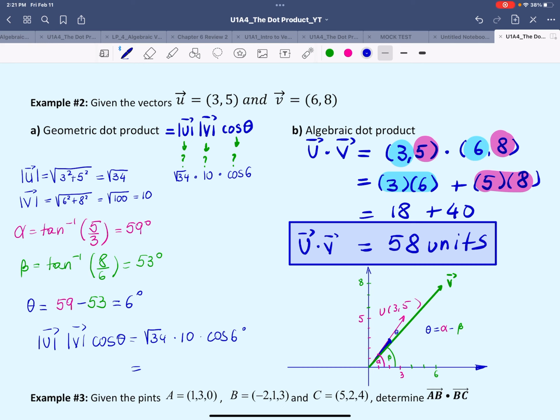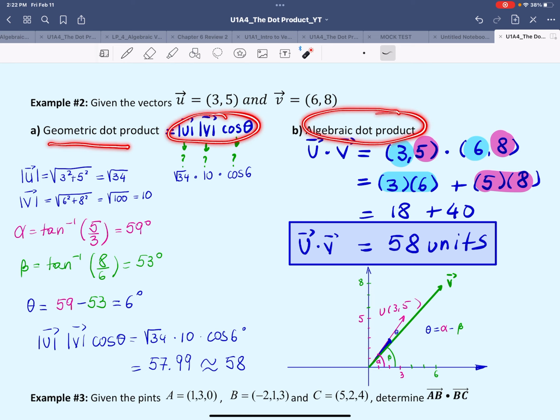We have square root of 34, 10 times bigger, and multiplied by cos of 6. I got 57.99 in my calculator, which I will round to the nearest number, 58, and I will compare it with the dot product that I obtained from the algebraic dot product. So the answer is the same, and we expect it to be the same. We didn't get exactly 58 in here, it was 57.99, but that is because we had to round the angles. So we can see how the geometric dot product is related to the algebraic dot product.